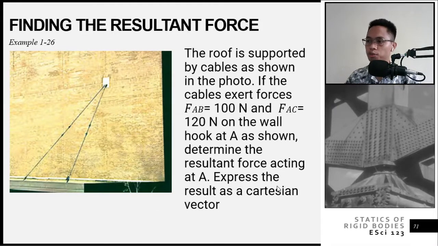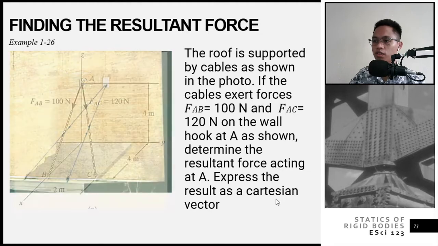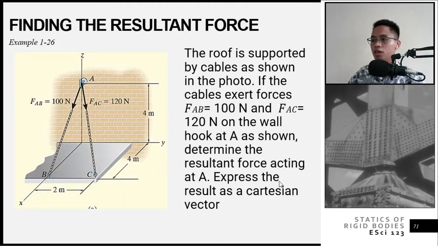The roof is supported by cables as shown in the photo. If the cables exert forces, we have AB and AC, which is 100 and 120 Newton respectively, as shown. Okay, so that is its form. Determine the resultant force acting at A. So express the result as a Cartesian vector.